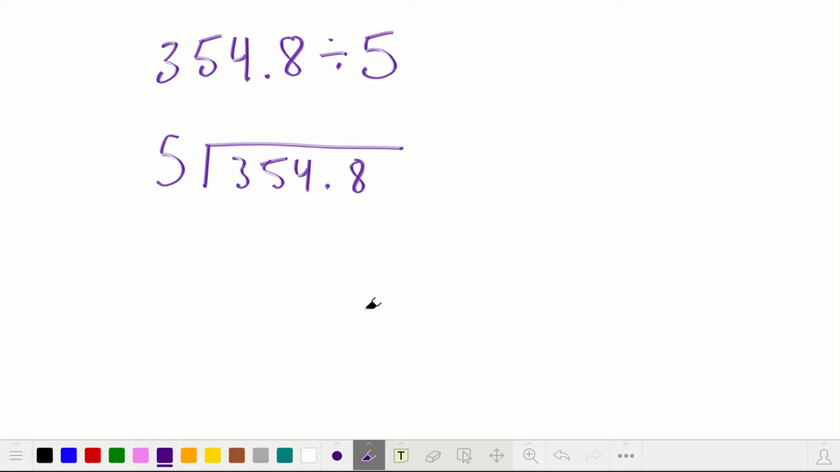The next thing you're going to do is, if there's a decimal point right here in the dividend, you're going to move it straight up into the quotient right there. We'll talk later about what happens if there's a decimal out here in the divisor. So just go ahead and move that decimal straight up so that you don't have to worry about it anymore.